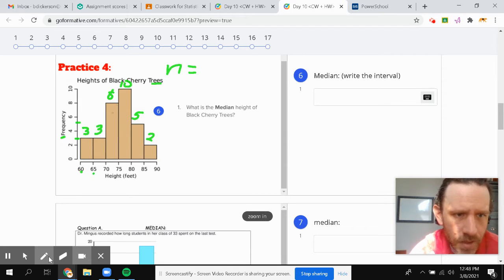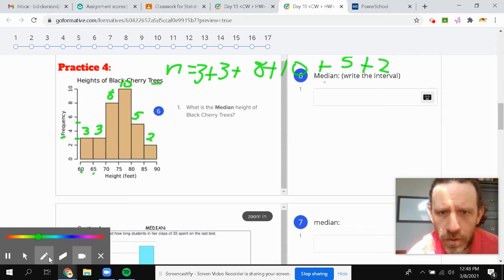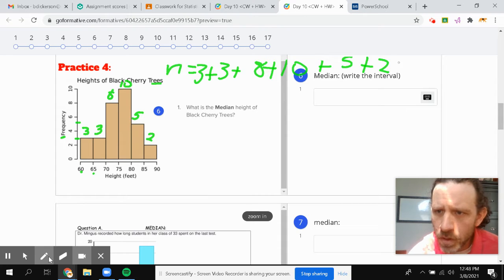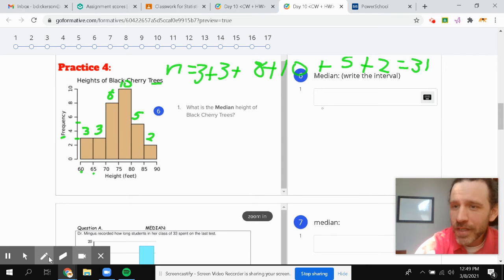So I'm going to add all of these frequencies up, and I'll know how many trees there are total. So 3 plus 3 plus 8 plus 10 plus 5 plus 2. When you add all that up, you get 31. Okay? You might have a problem where they actually tell you already the total, so you don't have to necessarily do that step, but we need to identify what the n is first. So that's the first step, okay?